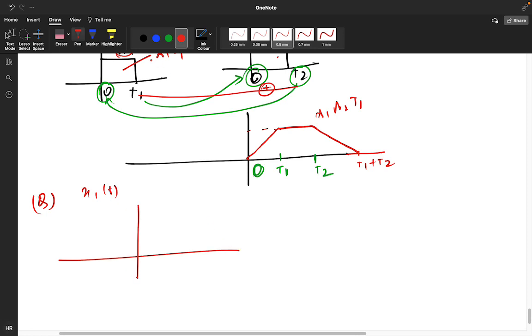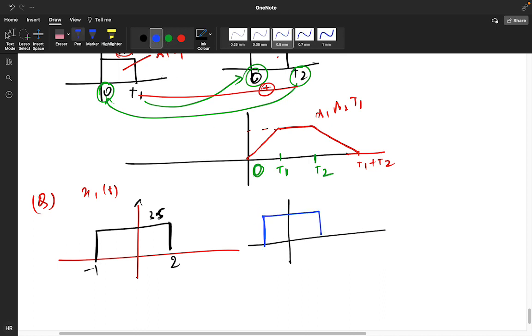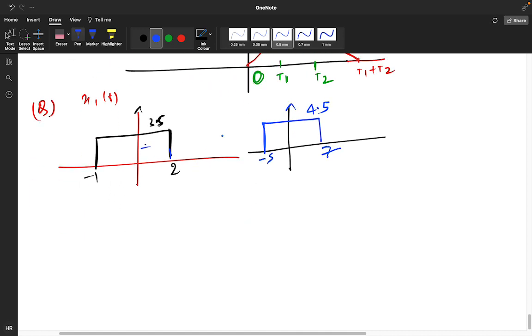See, we have an equation. So minus 1 is there, 2 is there. This is my 3.5. It's given. The second is given like this. This is my 4.5. This is minus 5. This is 7. So we have a rectangular pulse. Rectangular pulse is here. Rectangular pulse is here. What will be the convolution of this?